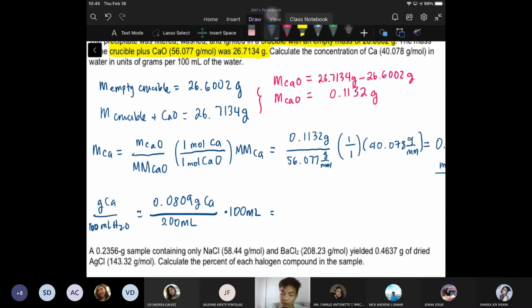So basically, let's calculate. I don't want to do it mentally. 0.0809 divided by 2. That will be 0.04045 grams calcium per 100 mL water. So this will be our final answer.